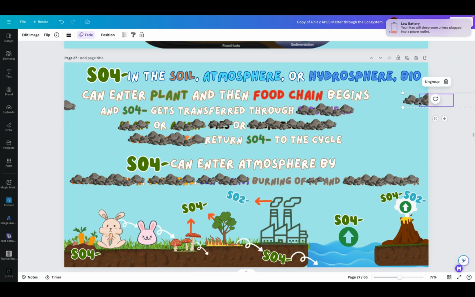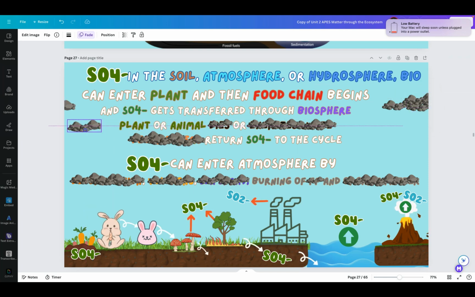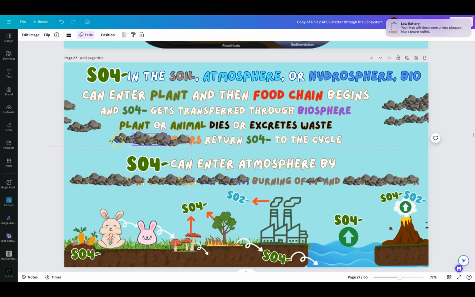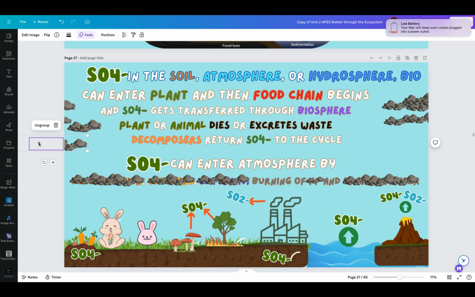And then once the plant eats it, the food chain begins, which means it's going to go from a plant to an animal to another animal. And then what happens? This should be already like with your eyes closed. It dies or it gets excreted. If my little bunny died, what happens to it? Decomposers are going to break the sulfur in the bunny or the nitrates in the bunny or the phosphates in the bunny, right? Or the nitrogen-rich organic compounds, whatever, back into the cycle. That's the way it works.